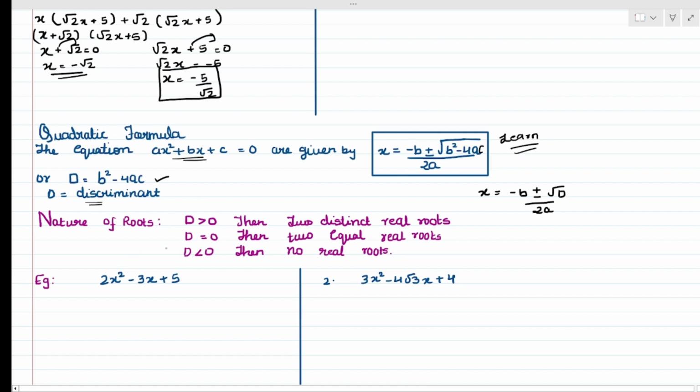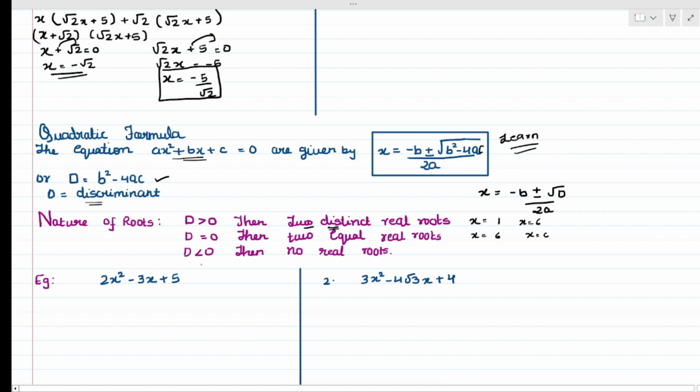Now the thing you should keep in mind is the nature of the roots. If the value of d, that means the discriminant, is greater than 0, then you will get two distinct real roots. That means, say for example, we might get x is equal to 1 and x is equal to 6. So these are two different real roots. Okay, if my value of d is equal to 0, then I get x is equal to 6 and x is equal to 6. That means they are equal.